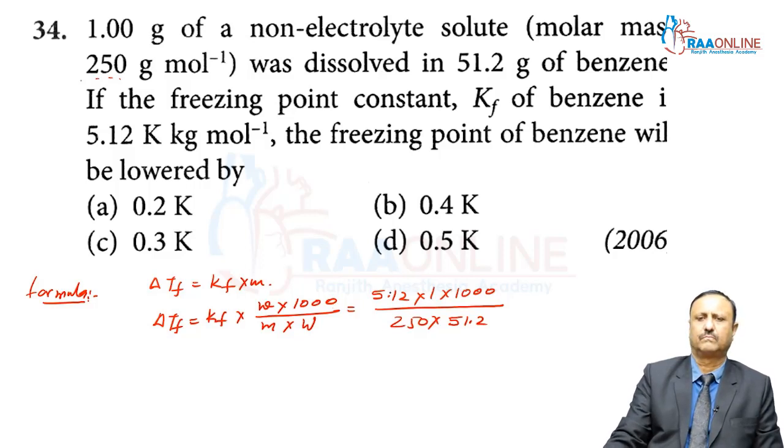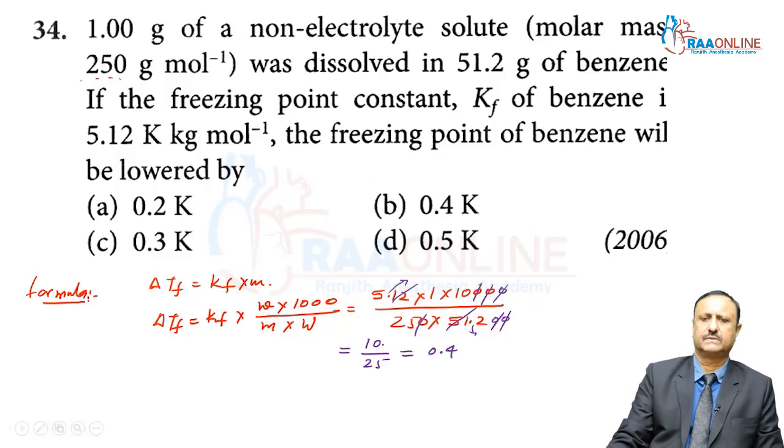My dear students, the decimal point is shifted. So, you can put 10, and after cancelling 30 and 512, you can get 10 upon 25. So, my dear students, delta Tf is equal to 0.4, because 25 means 0.25 for the 100. So, it is 0.4 Kelvin. So, delta Tf is equal to 0.4 Kelvin.